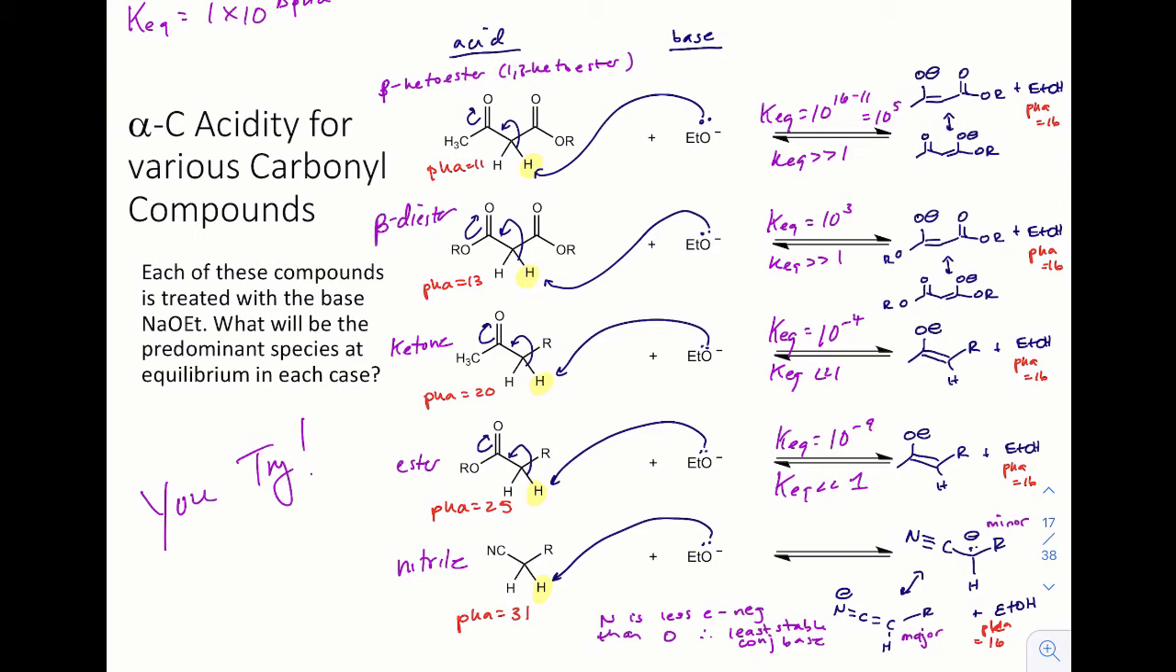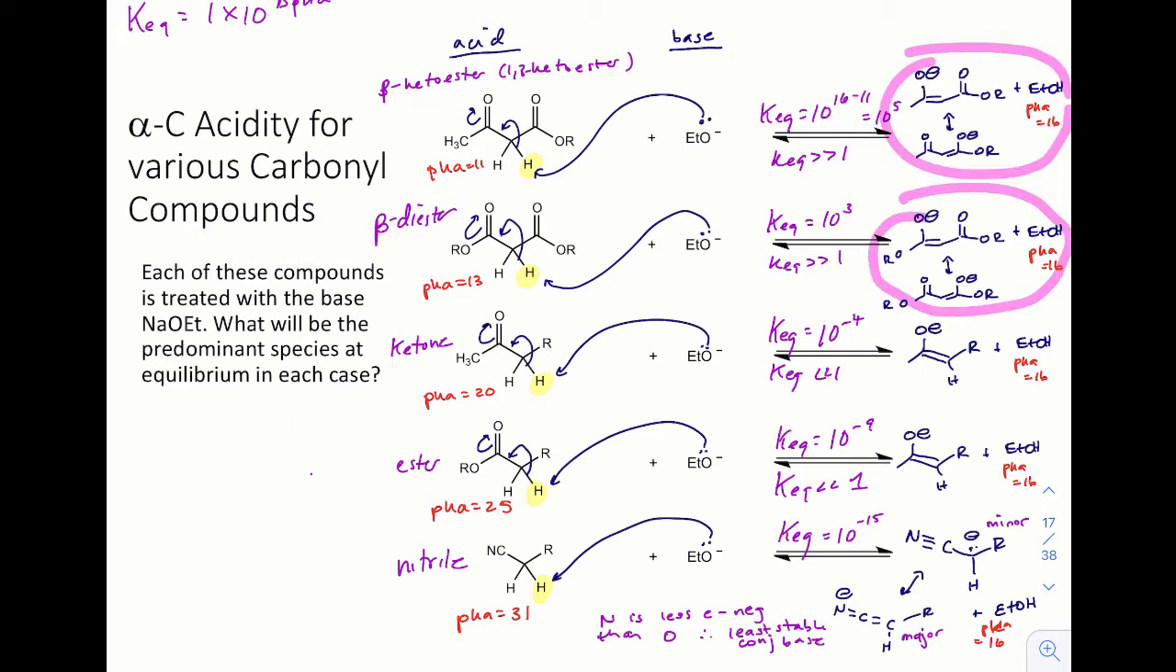And for the nitrile, which is the least acidic at its alpha carbon for all of these polar pi bond containing functional groups, due to the decreased electronegativity of nitrogen and decreased ability to stabilize the conjugate base, the equilibrium constant is on the order of 10 to the negative 15.